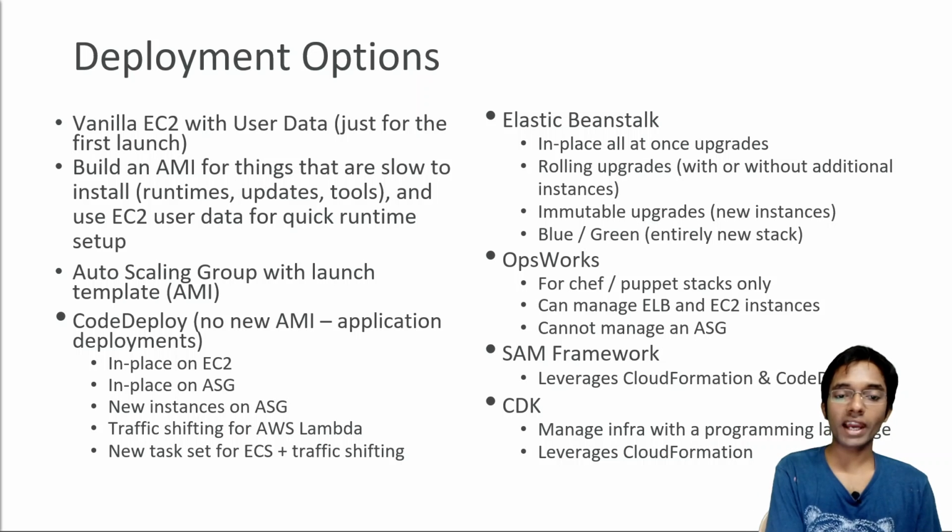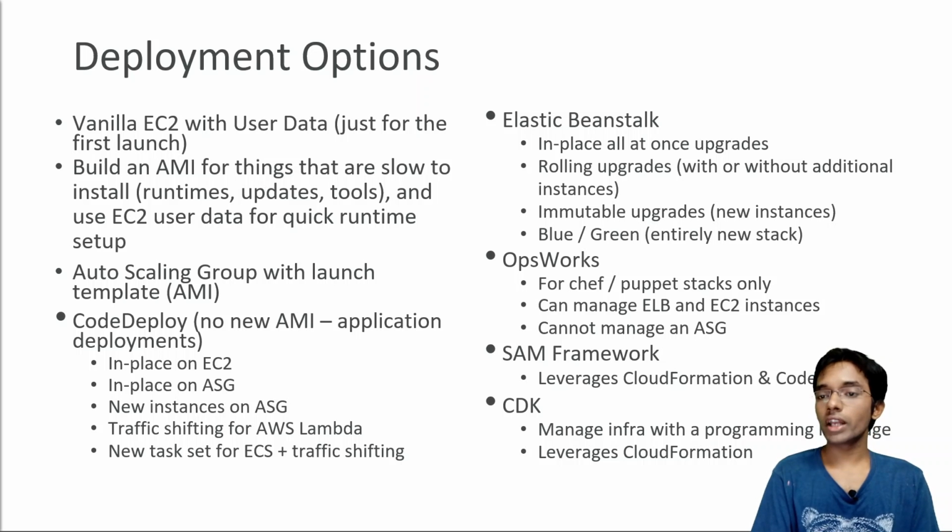But still, you can use the EC2 user data for quick runtime setup for things that are dynamic, things you cannot predict in advance. Next, you could use an Auto Scaling Group with a launch template or a launch configuration, and that could be relying on the AMI that you have created before. That is going to be a little bit better because this deployment option allows for more resiliency. In case your instance gets terminated, a new one will be created, and that can auto scale as well. So this is going to be great with Auto Scaling.